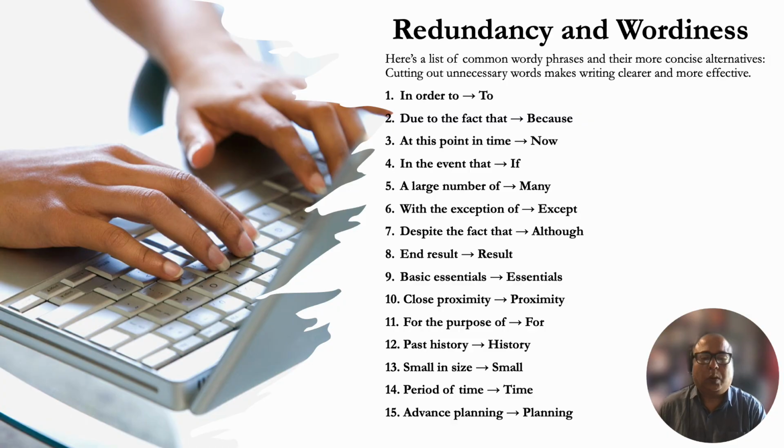The golden rule of academic writing is to omit needless words. So I've given you a list of redundant wording, such as in order to, due to the fact that, at this point in time. So rather than saying in order to, just write to. There's no reason to write three words to convey the same meaning. Okay, so be concise. Okay, very good.